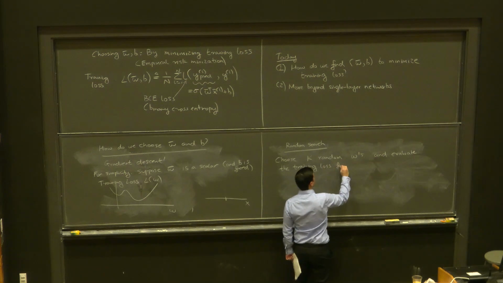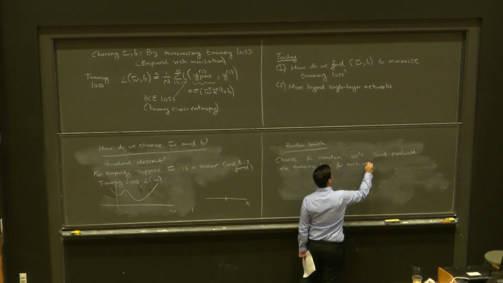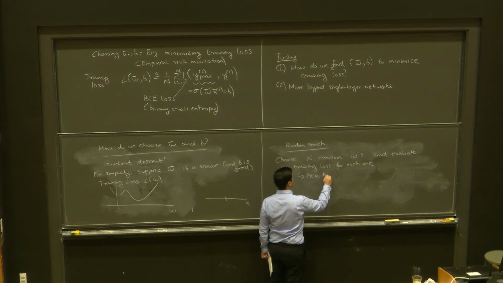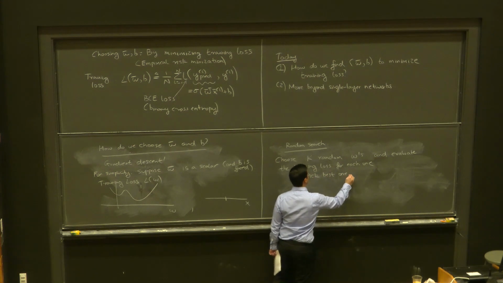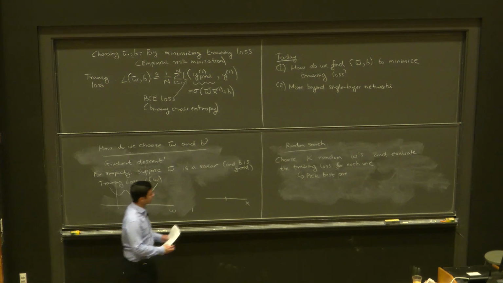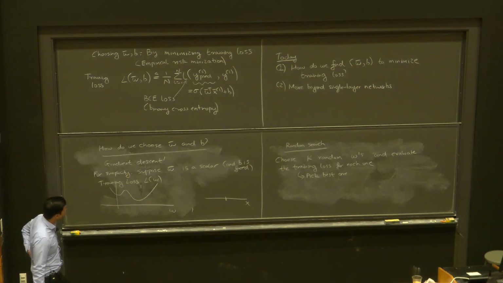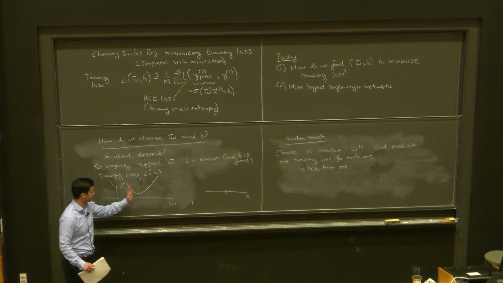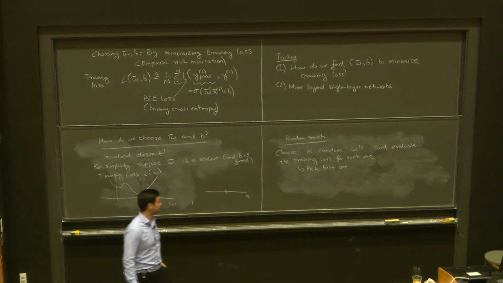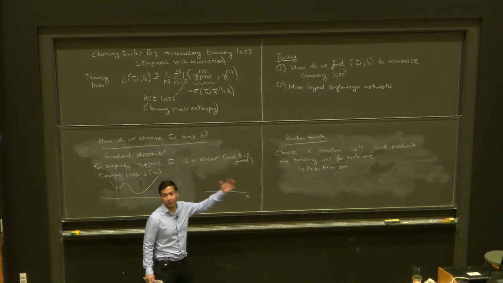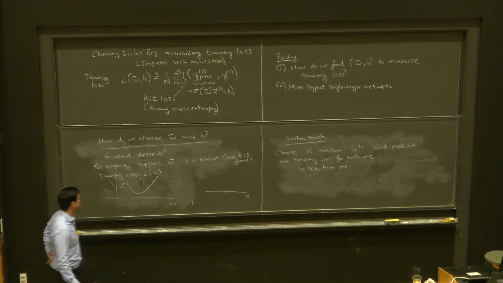For each one, basically just pick the best one. So pick the W that gives you the minimal value for the training loss among this randomly chosen set of W's that you picked. So this does something, right? I mean, you're just choosing a bunch of values randomly and picking the one that happens to give you the smallest training loss. But this is not going to scale to anything beyond a scalar W.